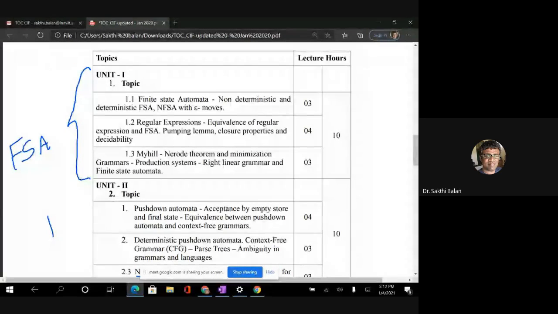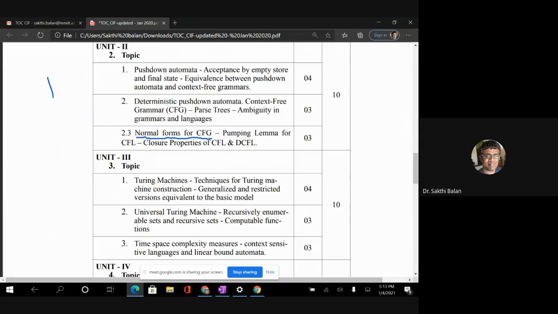Then we will look at regular expressions. We will show that every regular language can be represented using a regular expression, and for every regular expression we have a regular language. Then we will look at another characteristic called the pumping lemma, and then the Myhill-Nerode theorem, which also gives another characterization of regular languages and finite state automata. And in the second chapter, we will look at the pushdown automata.